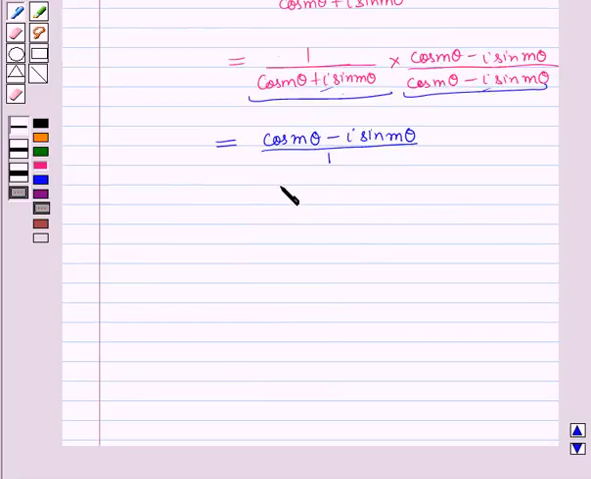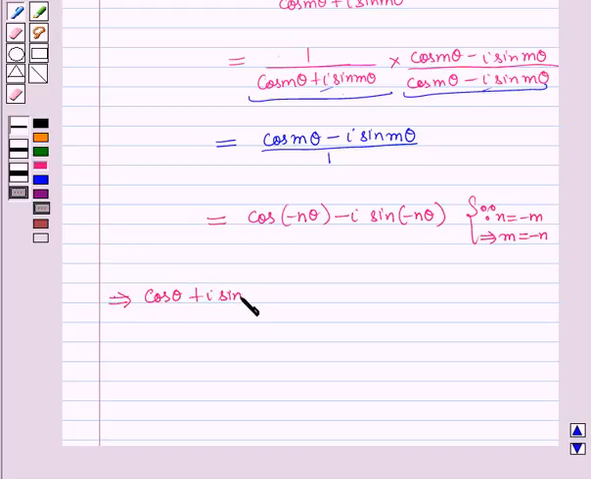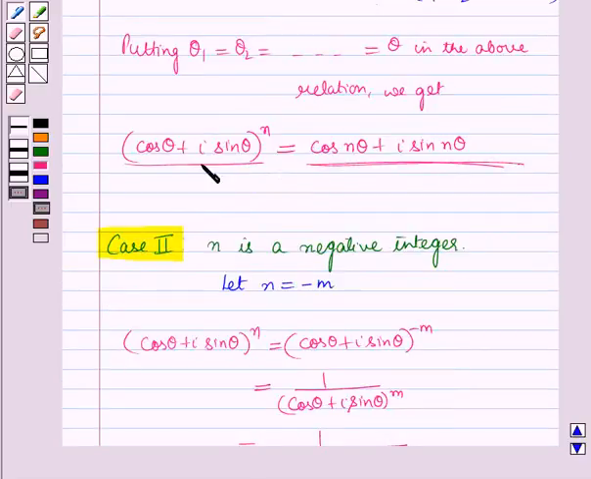Now we have taken n is equal to minus m. So this is equal to cos minus m theta minus iota sine minus m theta, because n is equal to minus m. So this implies cos theta plus iota sine theta whole raised to power n is equal to cos. Now cos minus m theta will become cos m theta, and sin minus m theta will be equal to minus sin m theta, so it will become plus iota sin n theta.